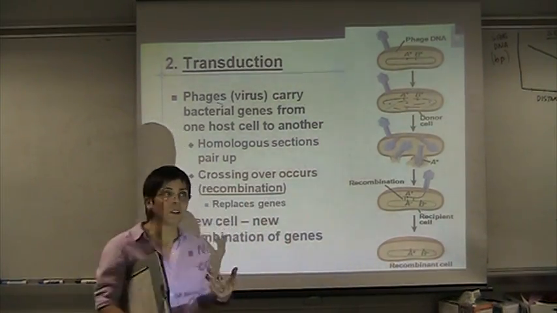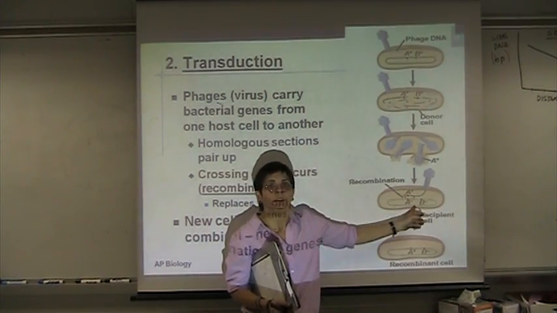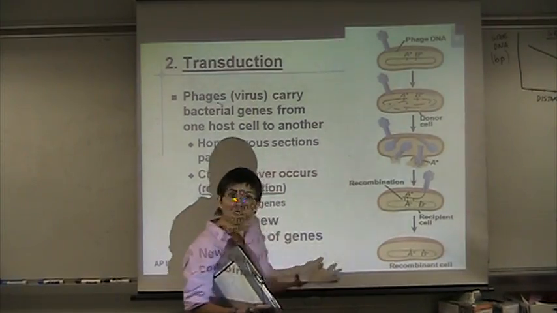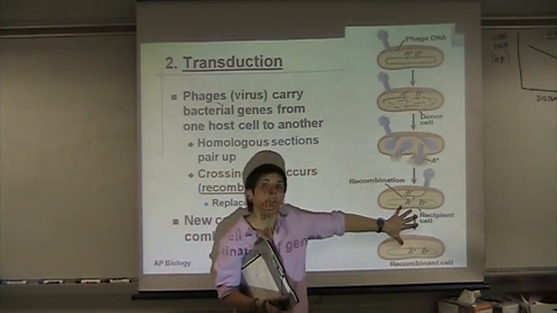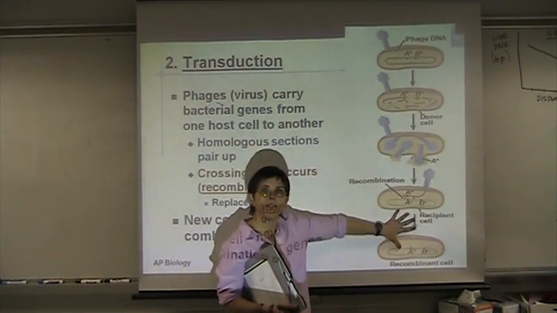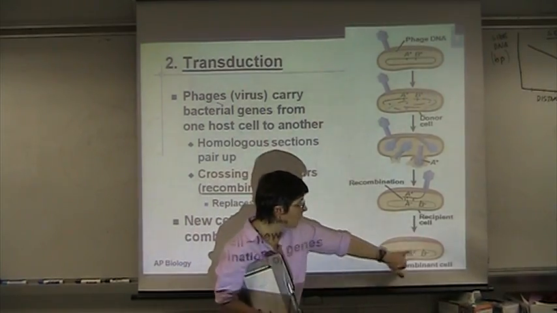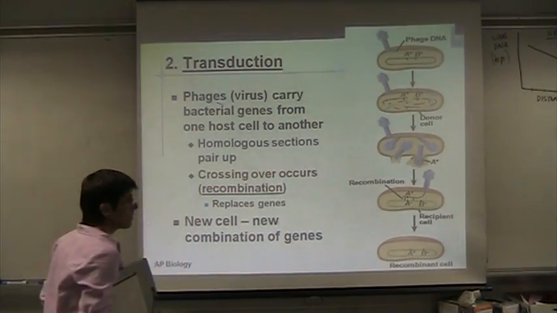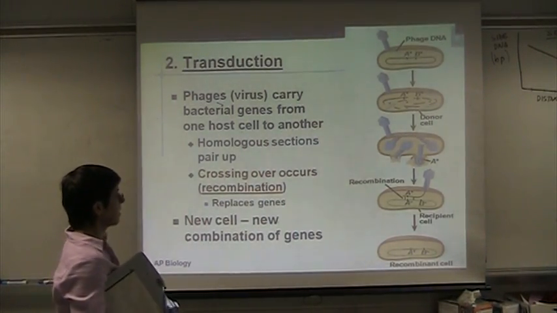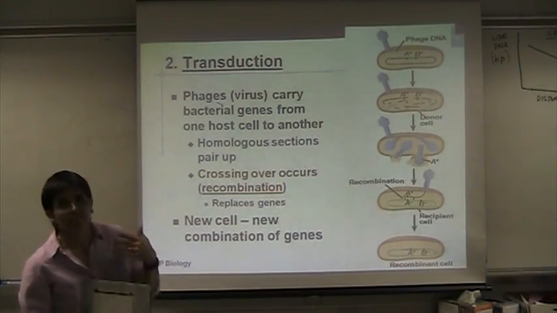Now, all this only would happen if this virus doesn't kill the bacteria cell. Sometimes that happens because the bacteria have ways to defend against viruses. And those ways to defend themselves are called restriction enzymes. So, if it survives, now we have a brand new bacteria cell that has a slightly different gene, and it has become slightly different. So that is transduction.